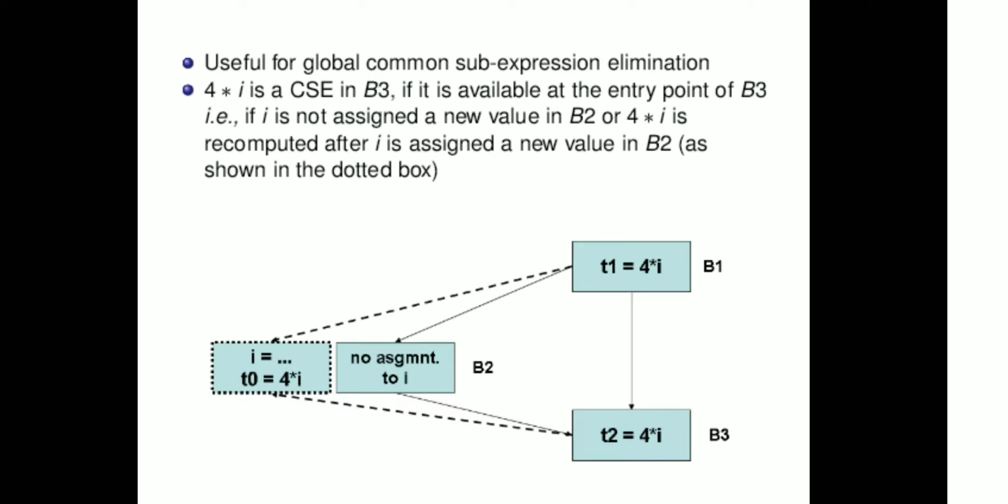So over here, if the 4 into I that is available in B1, we are going to compute the value of T1, okay. If there is an assignment to I and then again we compute 4 into I, which is given over here. So whatever expression is available in B3, we can say that expression is available when there is no assignment to that particular I. Then the available expression in B3 is what we can use. There is no need for recomputation of that particular expression.